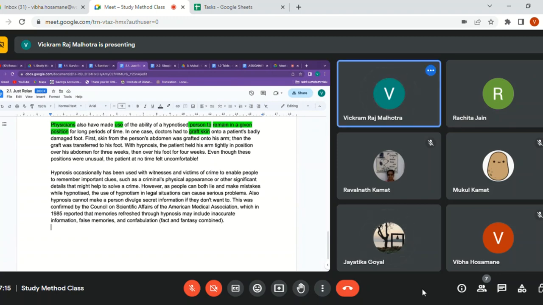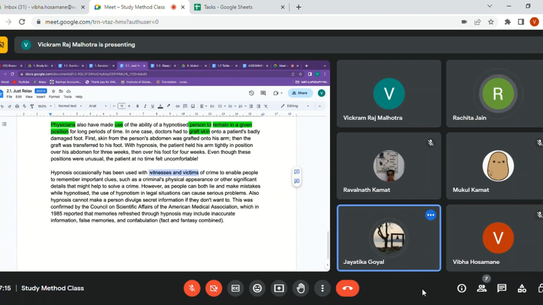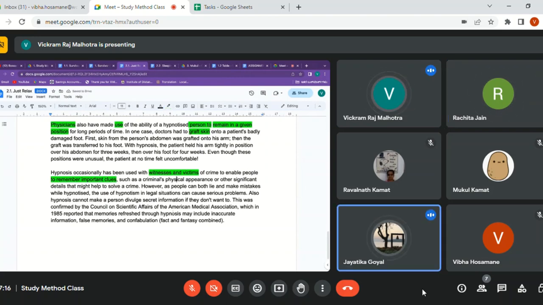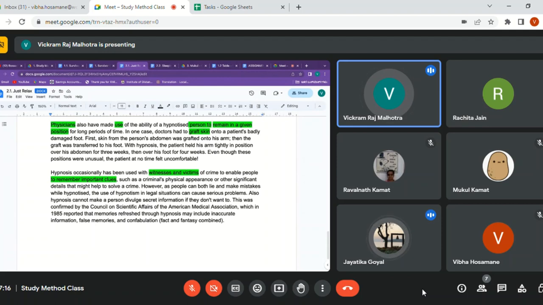I'll read once more. Hypnosis occasionally has been used with witnesses and victims of a crime to enable people to remember important clues, such as the criminal's physical appearance or other significant details that might help to solve a crime. So it could be witnesses and victims, to enable people to remember important clues. That's enough. And what are the clues usually? Will be the appearance or the details of the crime. What happened and who did it. Correct? Okay. Please proceed.